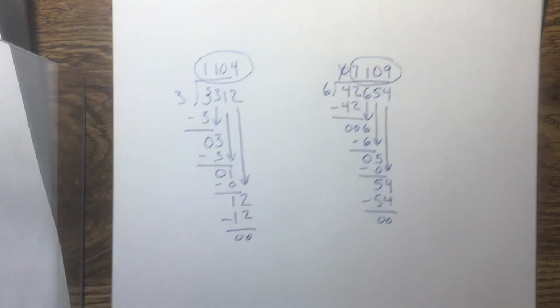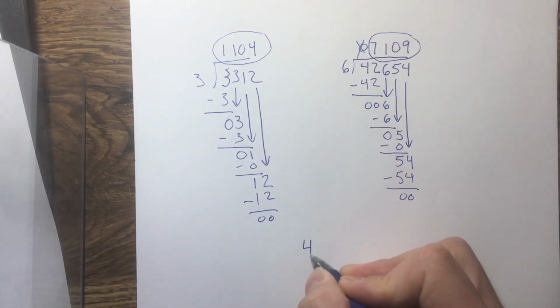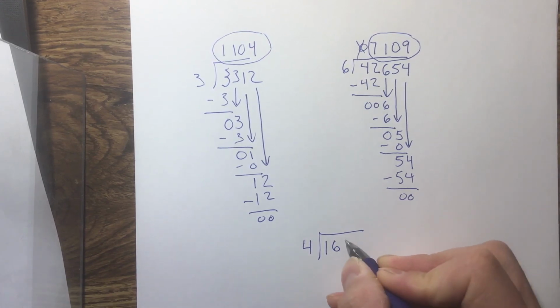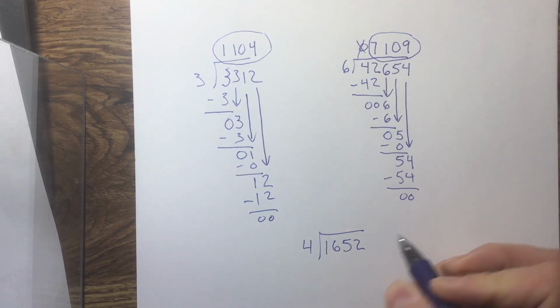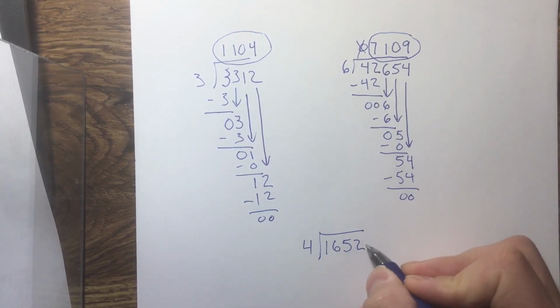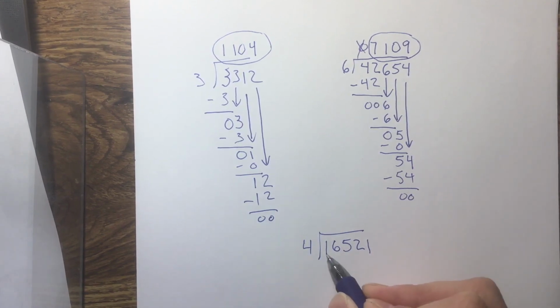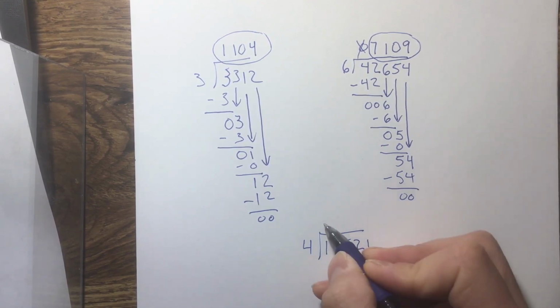Now later on, you're going to come to some problems that aren't perfect. Well, you know what? Here, let me just make a new problem. Let's go 4 to 16. All right. Actually, let me throw another number on here. All right. So in this problem, we got 16,521 divided by 4. 4 does not go into 1.